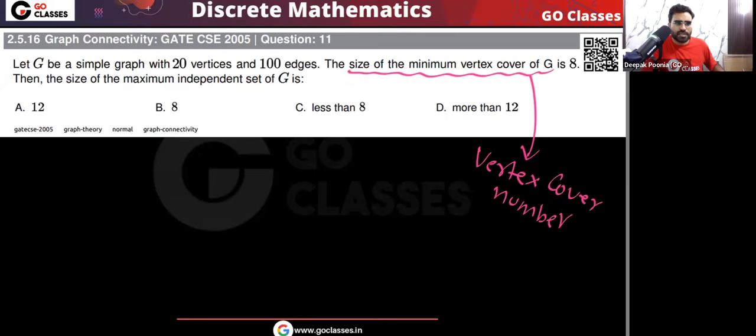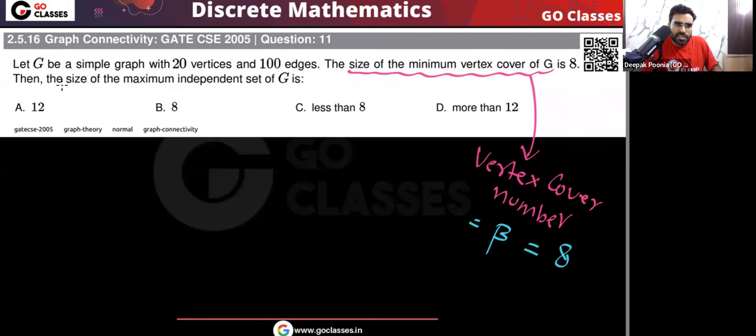Vertex cover number means the size of the smallest vertex cover in the graph G. This vertex cover number is denoted by beta. So beta is the vertex cover number, that is the size of the minimum vertex cover, the size of the smallest vertex cover, and this is given to you, that is 8.